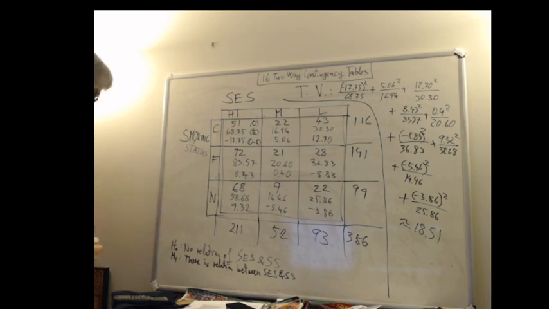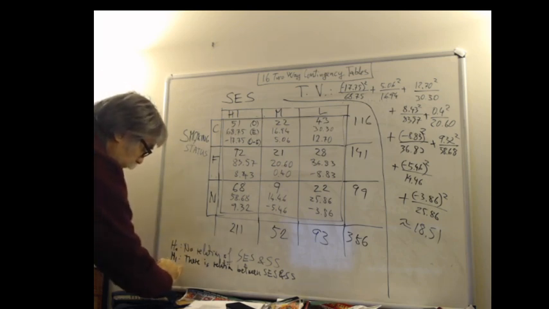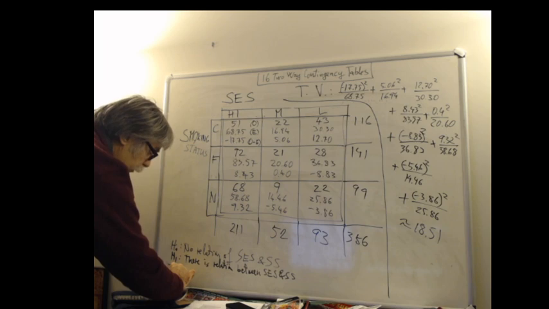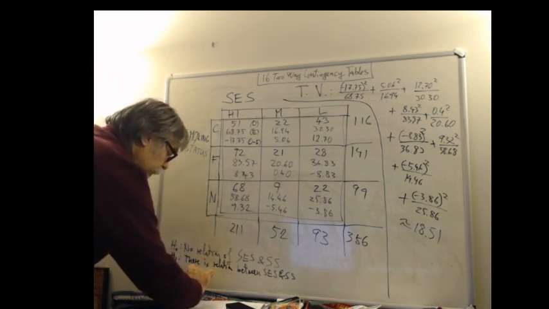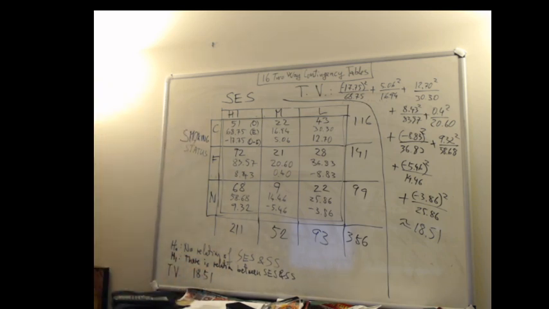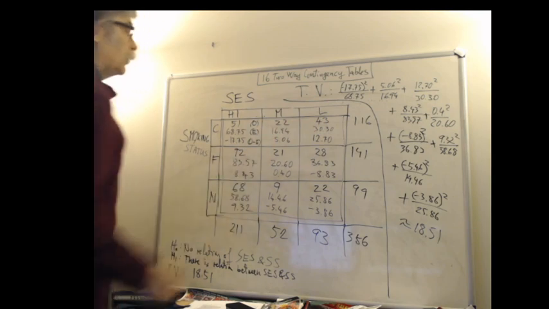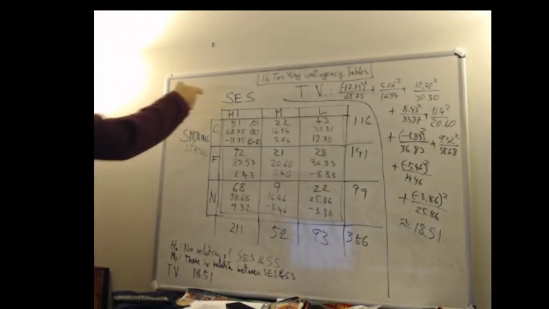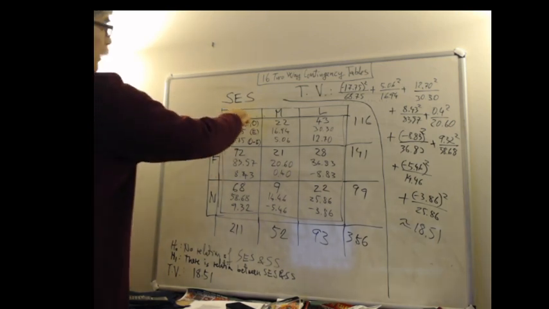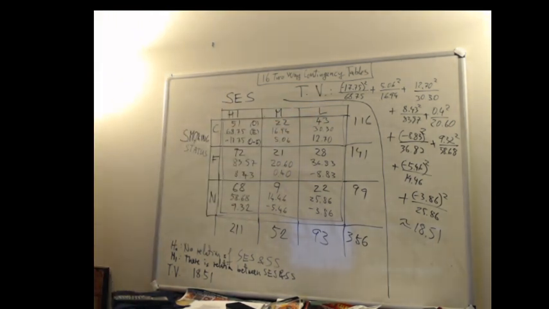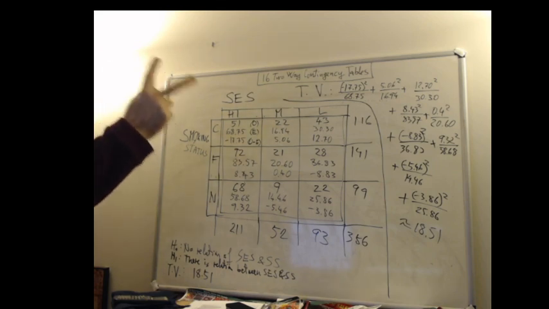So let's put it here. So my test value is 18.51. Okay. Chi-square random variable. The question is how many degrees of freedom we have. Socioeconomic status is the explanatory variable. It has 3 categories. High, middle, low. 2 degrees of freedom.